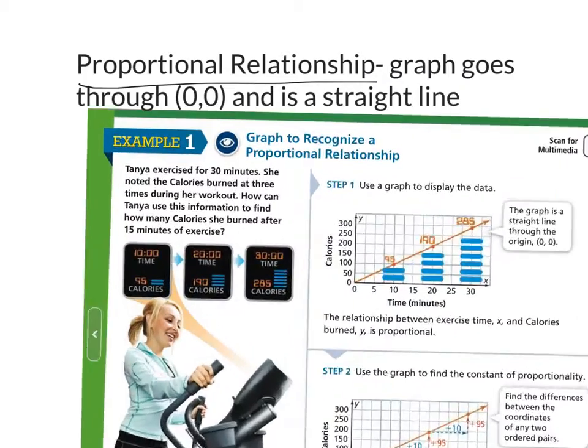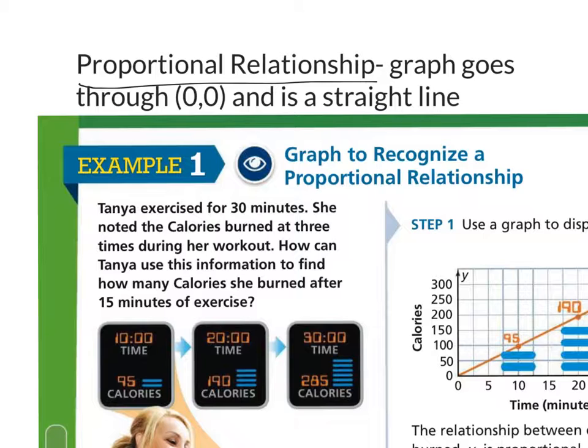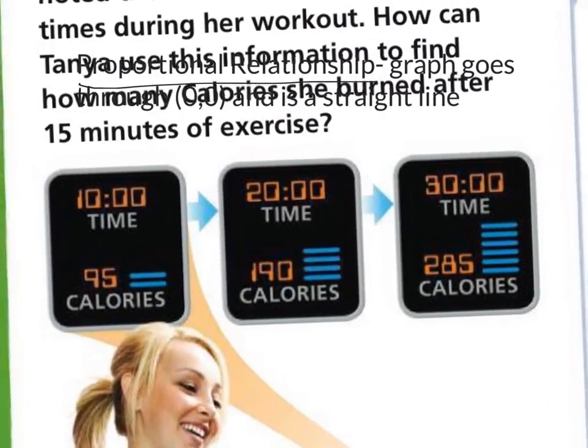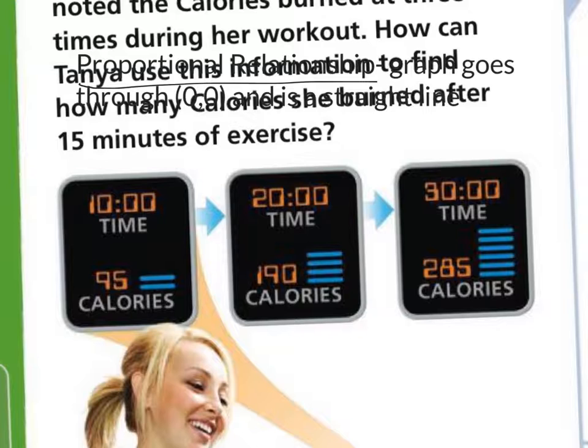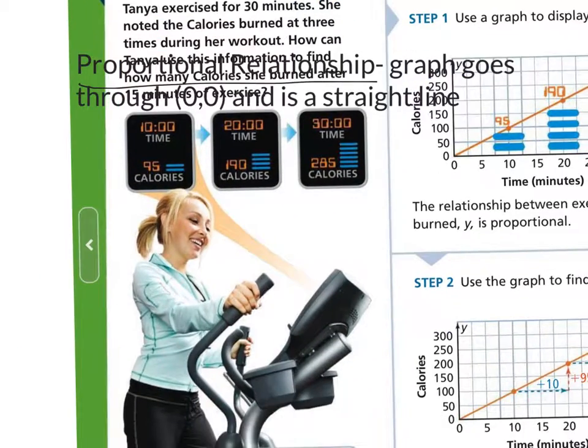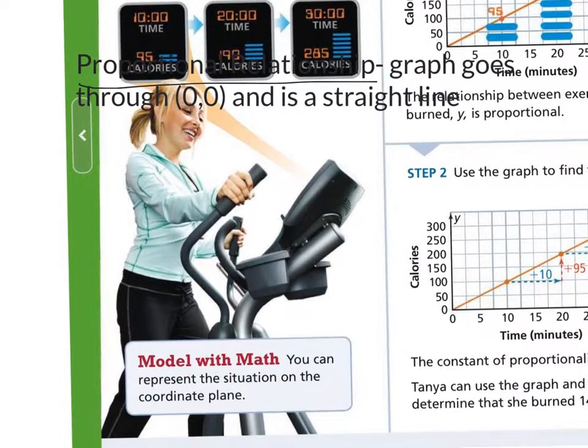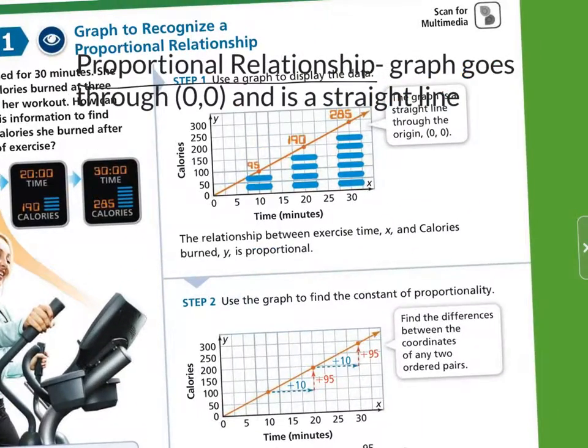So on example 1, Tanya exercised for 30 minutes. She noted the calories burned 3 times during her workout. How can Tanya use this information to find how many calories she burned after 15 minutes of exercise? So they're giving us some information. So we see after 10 minutes, after 20 minutes, after 30. So 15 minutes would be between the 10 and the 20. One of the things we would want to do here probably would be to make sure that the calories she's burning is proportional. So that's kind of what they're doing in the book here.